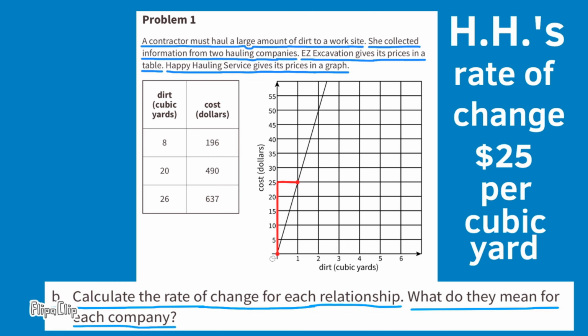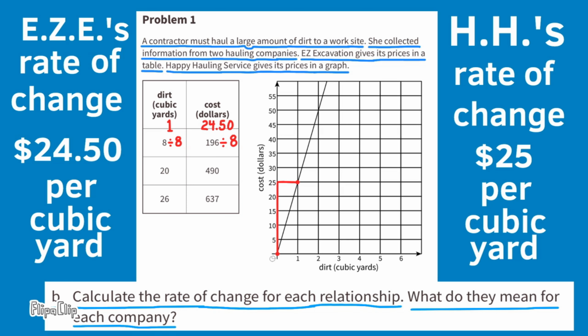Now let's take a look at Easy Excavation's table. 8 divided by 8 equals 1, so we have 1 cubic yard, and 196 divided by 8 equals $24.50. So 1 cubic yard costs $24.50. Easy E's rate of change is $24.50 per cubic yard.